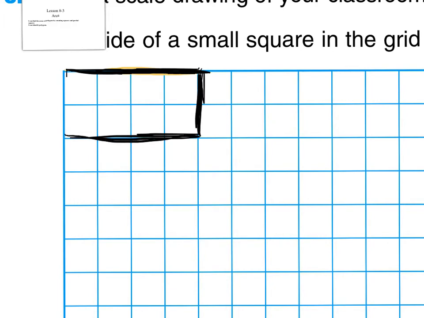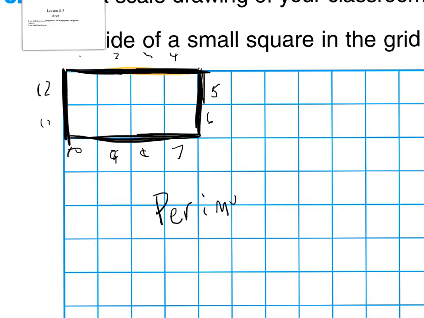If I were to draw a rectangle like this, you could tell me that the perimeter would be 1, 2, 3, 4, 5, 6, 7, 8, 9, 10, 11, 12. You could tell me that the perimeter was 12. Let's say these are centimeters. So a perimeter, which is the outside, would be equal to 12 centimeters. We want to know what's on the inside.